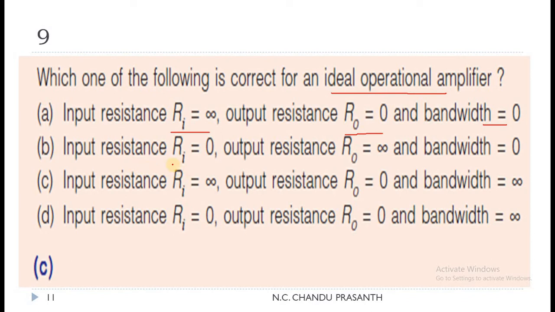Option B, input resistance Ri equal to 0, output resistance Ro not equal to infinity and bandwidth is 0. Option C, input resistance infinity, output resistance 0, bandwidth infinity. Option D, input resistance 0, output resistance 0, bandwidth infinity. For an ideal operational amplifier, the correct option is option C. Here input resistance and bandwidth are infinity and only output resistance is 0.